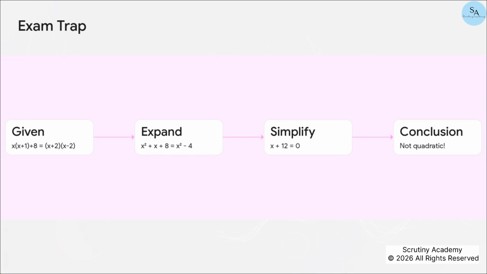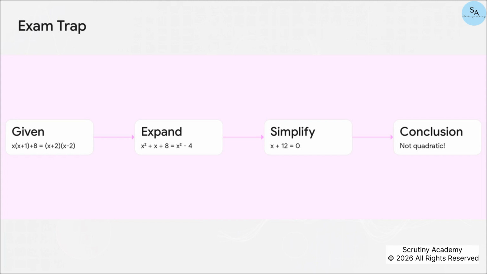Let's look at what we're given. x times (x plus 1) plus 8 equals (x plus 2) times (x minus 2). At first glance, you see those x's multiplying and you immediately think, x squared. Boom, it's quadratic. But wait, let's follow our golden rule. Always simplify first. When we expand the left side, we get x squared plus x plus 8. When we expand the right side, we get x squared minus 4. Now, watch what happens if we try to pull everything over to the left side. The x squared minus x squared equals 0, completely cancel each other out. We're just left with x plus 12 equals 0.